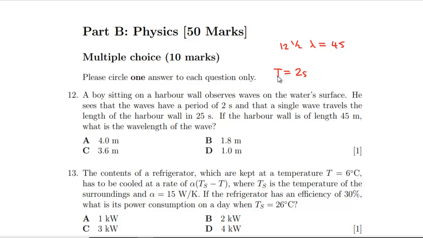Right, well, we just need to do this then. So the wavelength is going to be 25 over 2, so it will be 90 over 25. So 3 25s is 75, so 3.6 meters. C. Right, it's more like it.